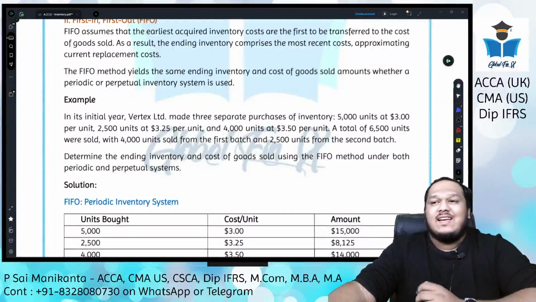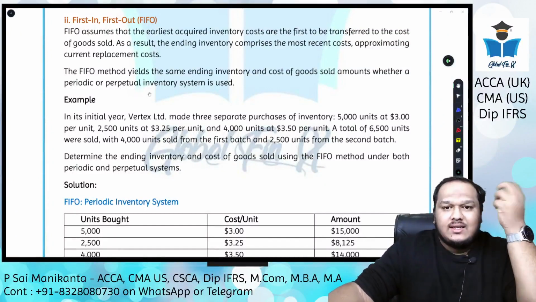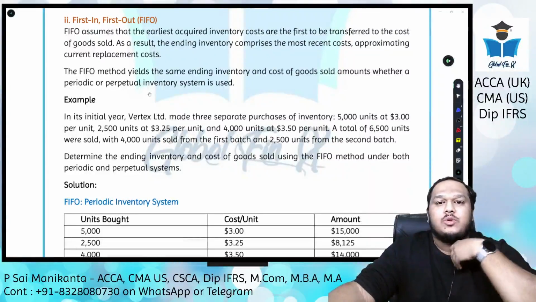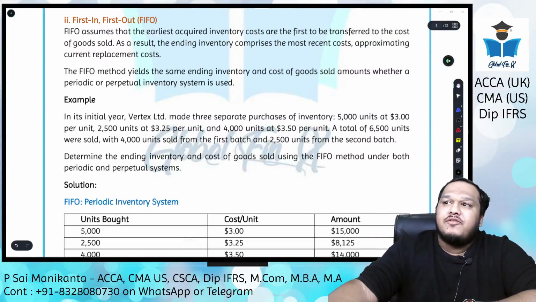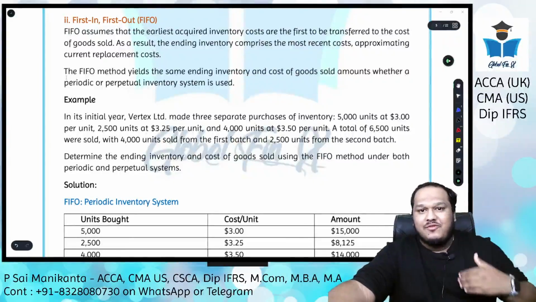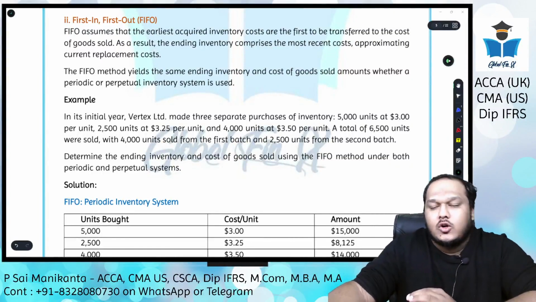Hi guys, let's start our discussion with the first cost flow assumption model, that is first in, first out. As the title clearly suggests, whatever came first is assumed to be sold first, first in, first out. So you can see FIFO assumes that the earliest acquired inventory costs are the first to be transferred to the cost of goods sold. Means whatever came first is assumed to be sold first, so that cost is transferred to COGS, cost of goods sold.